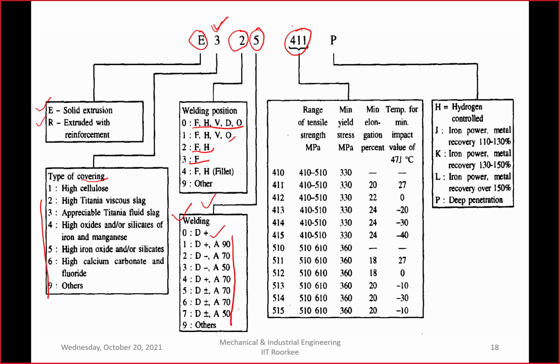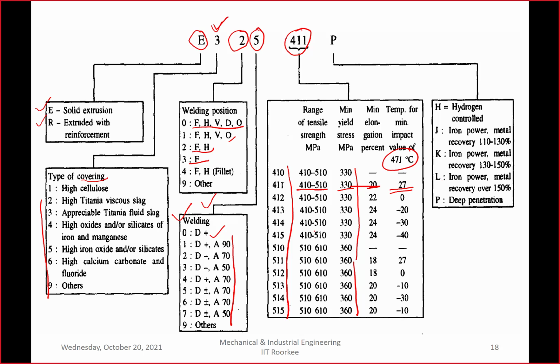Then the set of the 3 numbers. This indicates the set of mechanical properties, like 310 to 411 means its mechanical properties are in this range: tensile strength is in the range of 410 to 510, minimum yield strength is 330 in all these cases. Okay, in the 500 series it is 360. Minimum elongation is 20%, and the minimum temperature at which the toughness is 47 joule is 27 degrees centigrade.